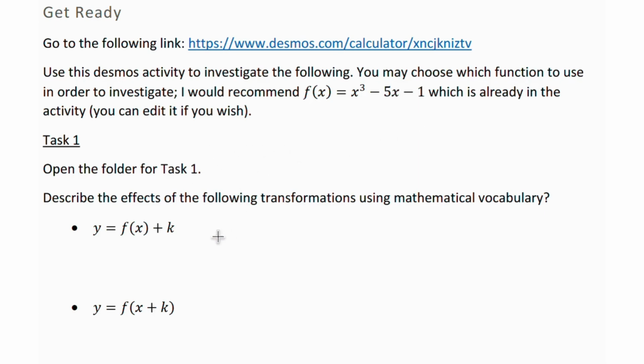So in task 1, when you change the value of k, you should have found that this one here represents, using mathematical vocabulary, a translation by the vector, and it goes up by k, so that is (0, k).